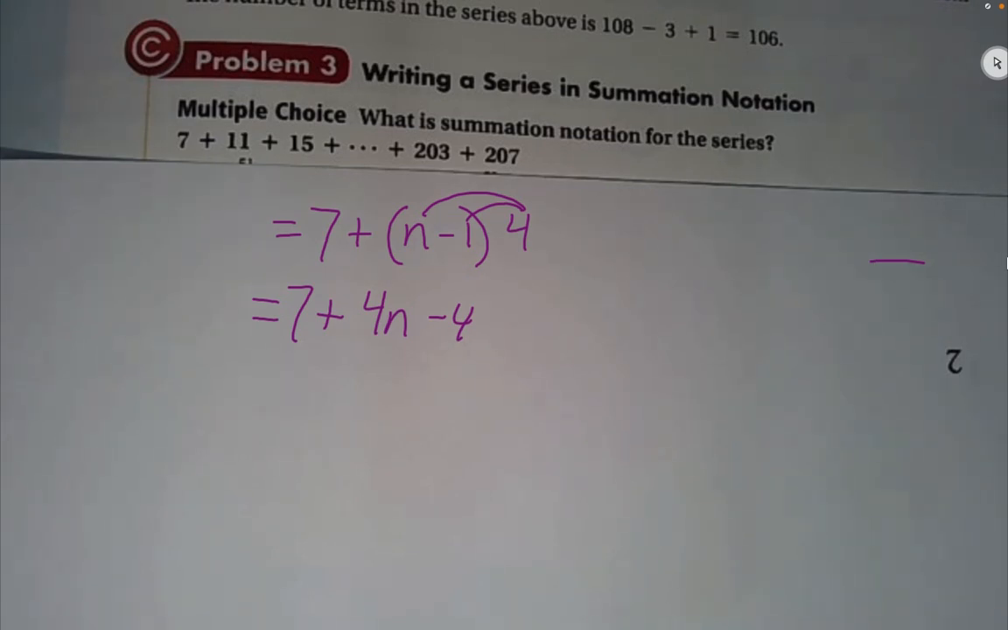Can I combine anything? Should we pause for a second? Yep, we can pause. Okay, so I'm going to do 7 minus 4. What's 7 minus 4? 3. So I've got 4n plus 3. Is everybody okay with how I got my formula? Where did 3 come from? 7 minus 4. I just combined my like terms. Okay.